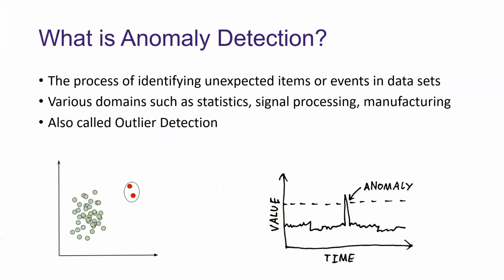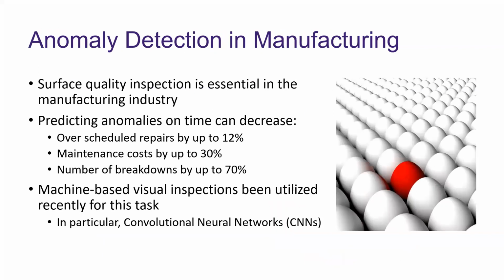So I'll start off by introducing what anomaly detection is. It's the process of identifying unexpected items, events, or observations in data sets which differ from the norm or from the majority of the data, and it's used in various domains such as statistics, signal processing, and manufacturing. It's also called outlier detection. Surface quality inspection is an essential part of the production process in all manufacturing industries around the globe for detecting anomalies.